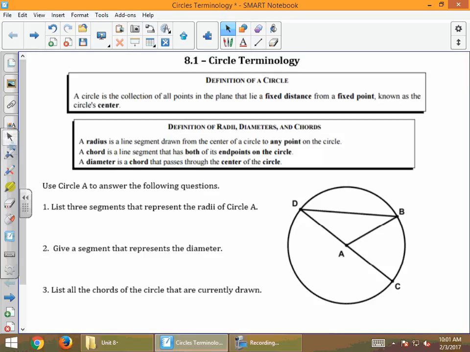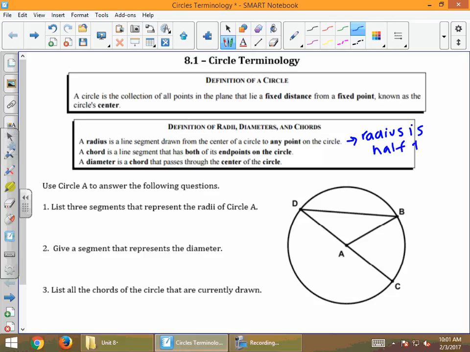Okay? What do we know about the relationship between the radius and the diameter? Yeah, very good. The radius is half of the diameter. So you want to make a little note? Radius is half the diameter. Something you probably talked about in your past math class. So the radius is half the diameter.